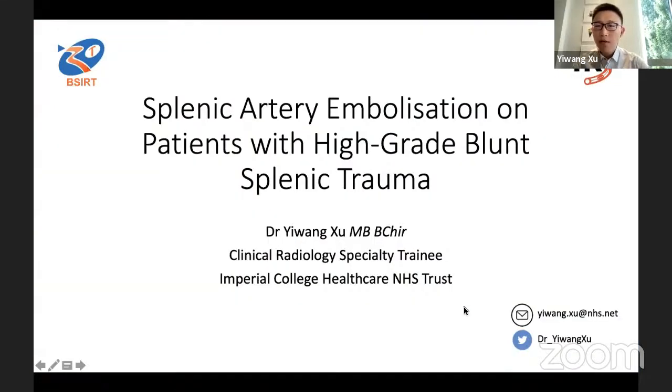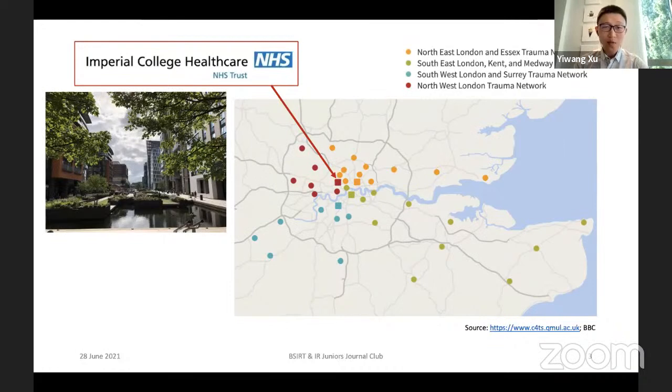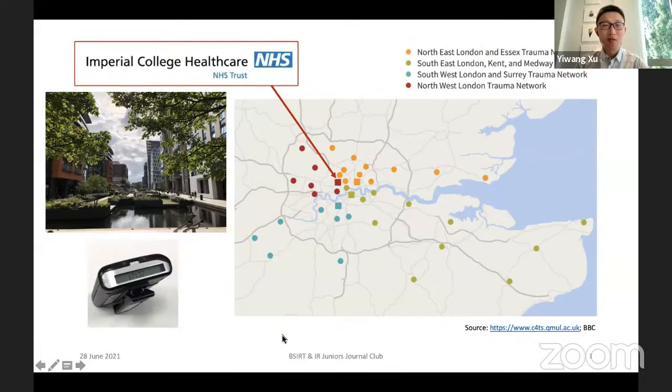I'm one of the clinical radiology specialty trainees, also based at Imperial College Healthcare NHS Trust. A little bit of background on the trauma service in London. We've got four geographic regions, and St Mary's Hospital of Imperial is, as you can see, the red dots and square covering northwest London. Here's the image of Paddington on a beautiful day, but sometimes it can get really busy trauma-wise.